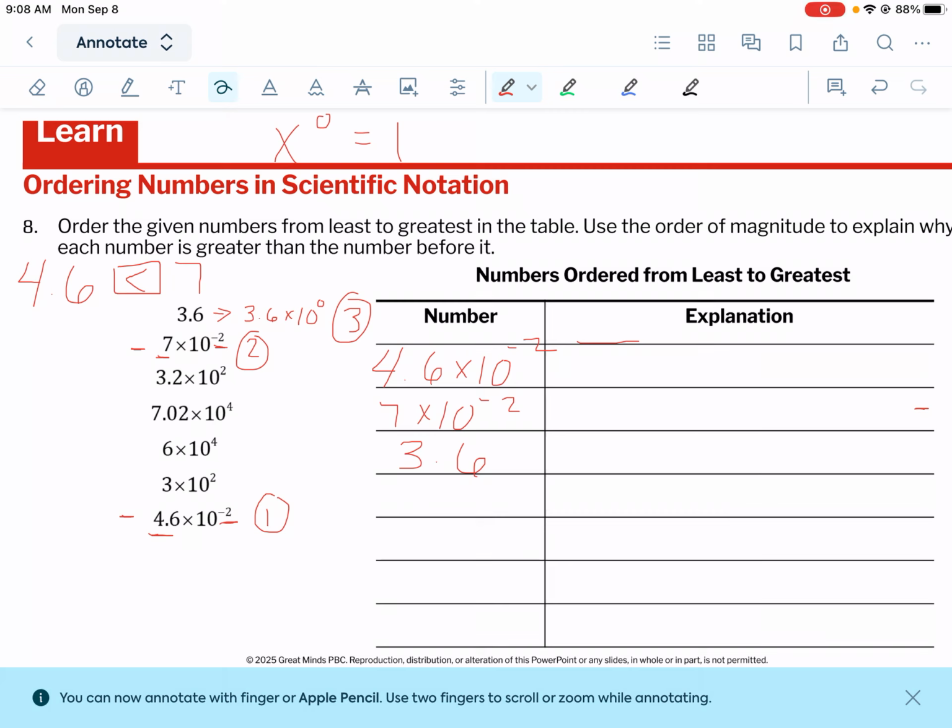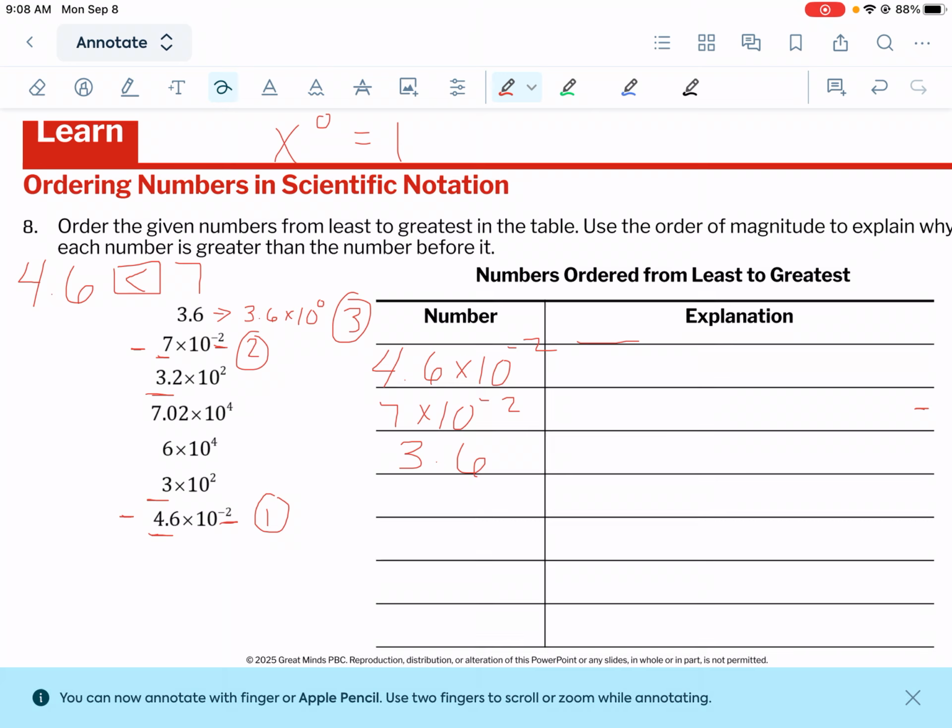Next, we already did the exponent of negative 2. We did the exponent of negative 1, and we didn't have any. We've done the exponent of 0, that's the 3.6. Next, you want to look for numbers with an exponent of 1, but we don't have any. So you want to handle all the ones with an exponent of 2. That gives you that 3.2 times 10 squared, and 3 times 10 squared.